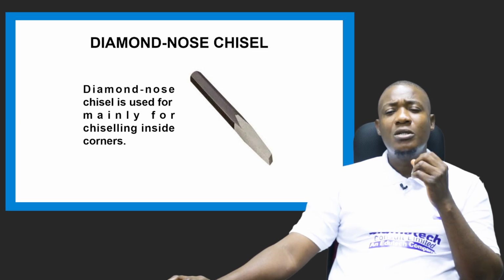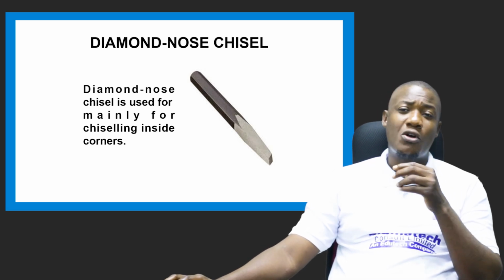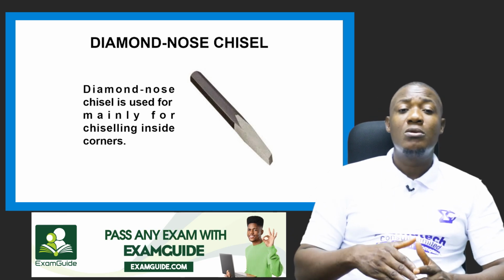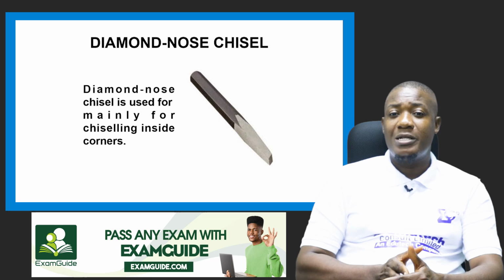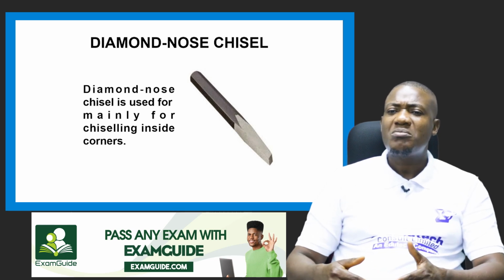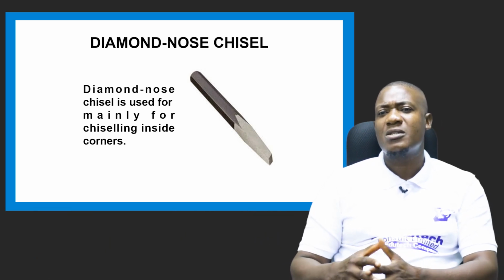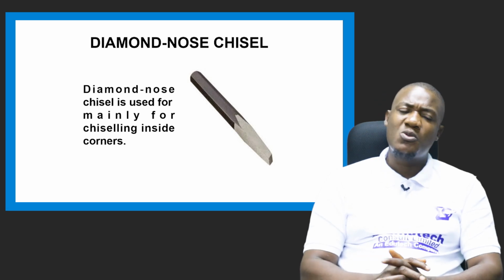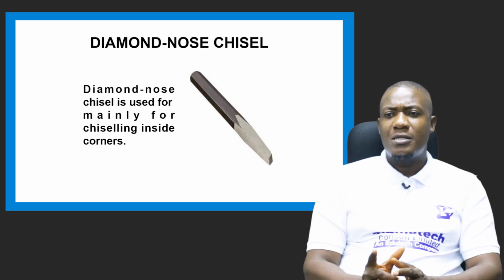The diamond nose chisel is used mainly for chiseling inside corners. That's the function of this chisel. When you want to chisel out, you want to make some curves, you want to cut through certain places or designs in a wood, and that place happens to be in a corner.